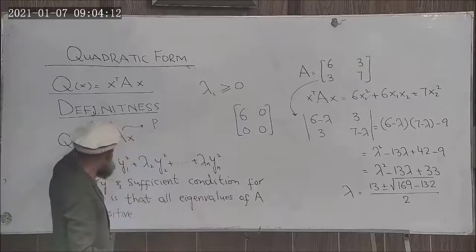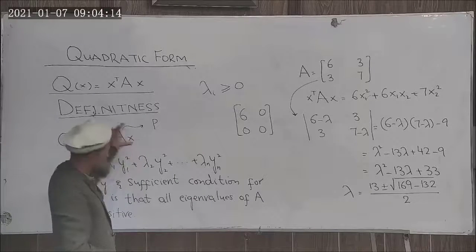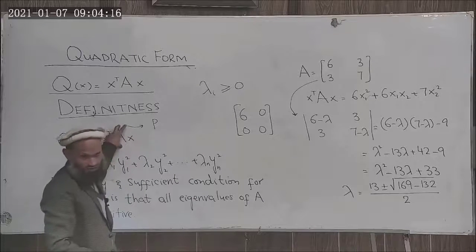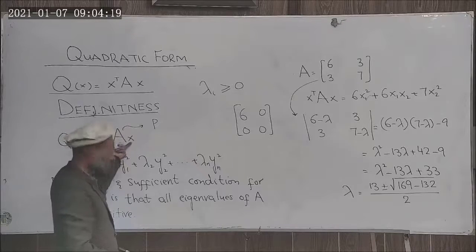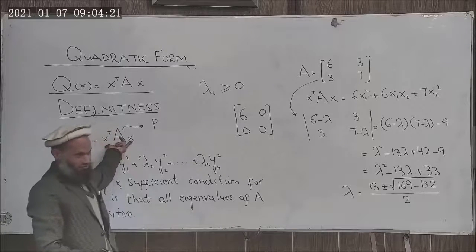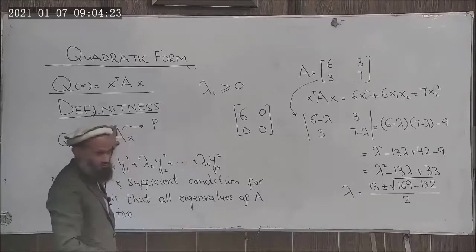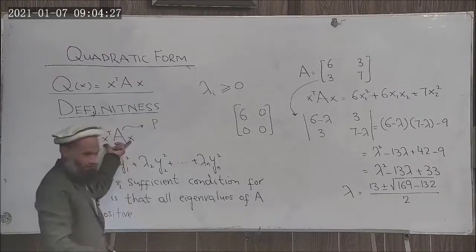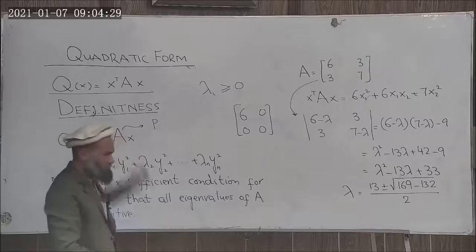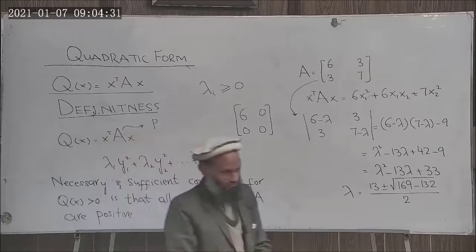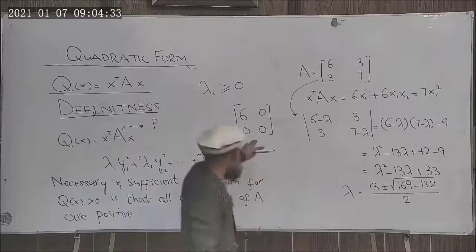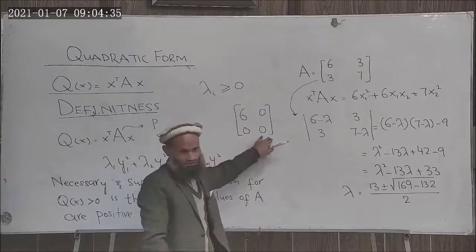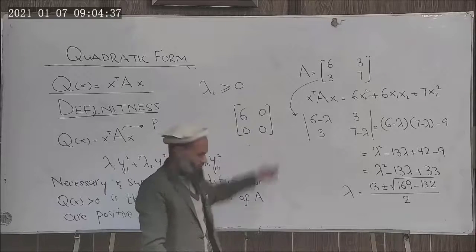That is, if this function is positive definite, this matrix will also be called a positive definite matrix. If this function is positive semi-definite, this matrix will be called positive semi-definite, and likewise, if this is negative definite, this matrix will be negative definite, right? So what is this matrix? This matrix is positive semi-definite.